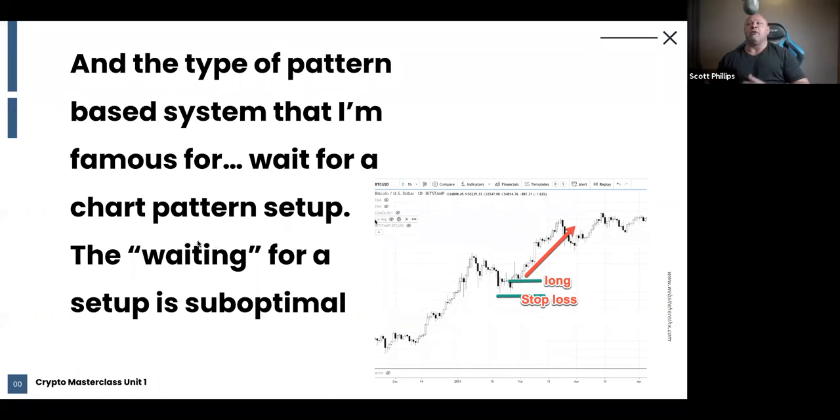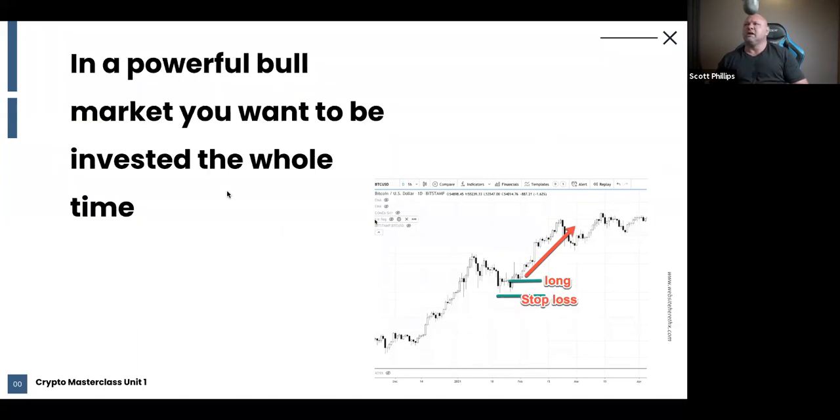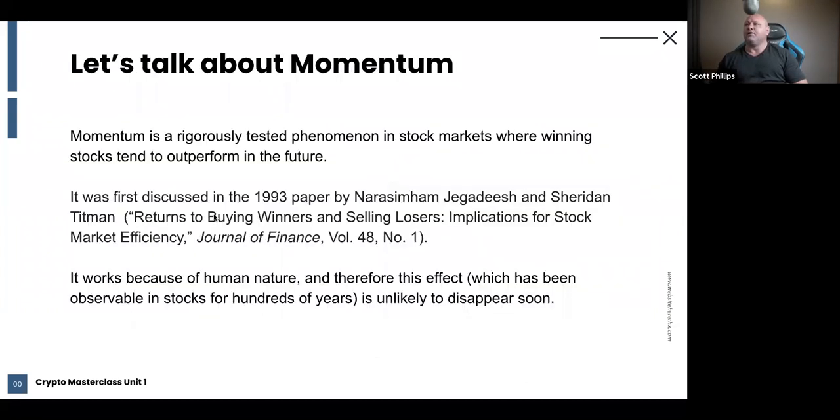So the type of system that I'm most familiar with, that I'm most expert in, non-starter. In a powerful bull market, you want to be invested the whole time. You want to just ride this fucker to the beach. That's what you want to do. So let's talk about momentum. Momentum is a rigorously tested phenomenon in stock markets. And what it's based on is the idea that winning stocks, the stocks that outperform in the most recent period, are statistically more likely to outperform in the future. There's a very famous peer-reviewed paper, the Jagadish paper.